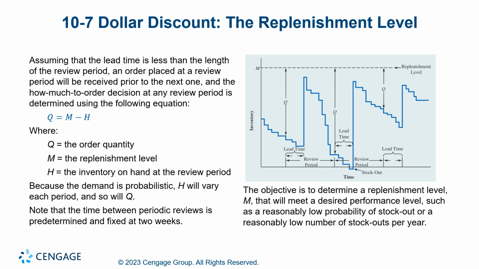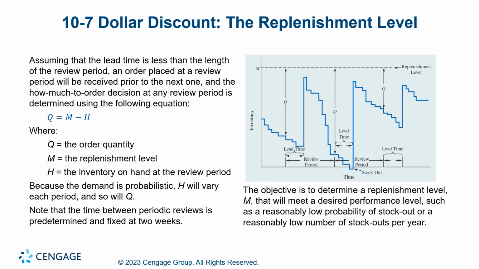So under the periodic review model, enough units are ordered each review period to bring the inventory position back up to the replenishment level. The graph on the right-hand side shows a typical inventory pattern for a periodic review system with probabilistic demand. If you look at the graph, you can see that the time between periodic reviews is predetermined and fixed. So the range for the time is always the same.